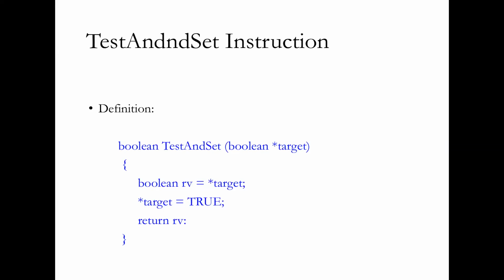So we have test and set. It has the Boolean target value. So this is the memory that we're going to modify. It's going to read the previous value from that memory location, the current value of this location. Then it's going to set this memory location to true. And then finally, it's going to return the previous value that it read. So it reads the previous value, sets it to true, and returns the previous value. So that's the idea of test and set.